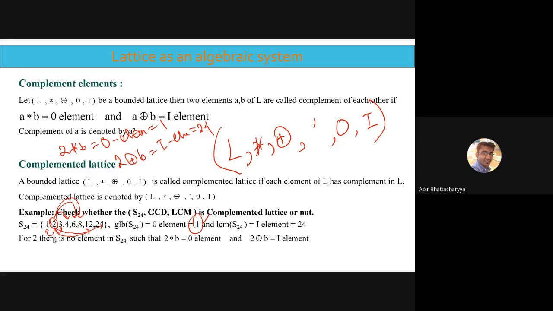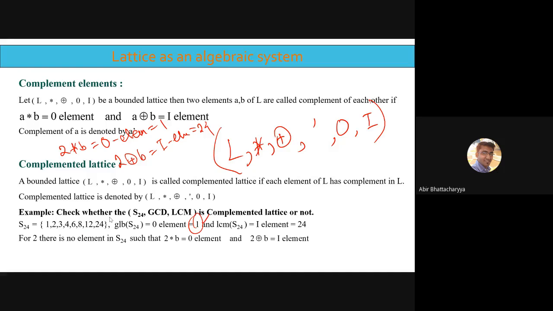Now you may ask me, sir, is there any element inside S24 which has a complement? Yes, there is an element. There are 2 elements whose complement is present inside S24. Now it is your task to figure out which elements have a complement inside S24 and what they are. Write those elements down in the chat box and also write down their complement. How many elements are present inside S24 whose complement is present?